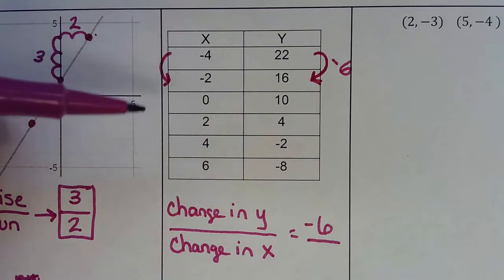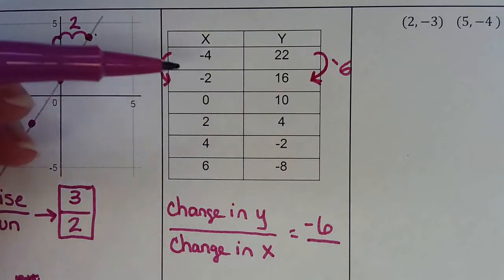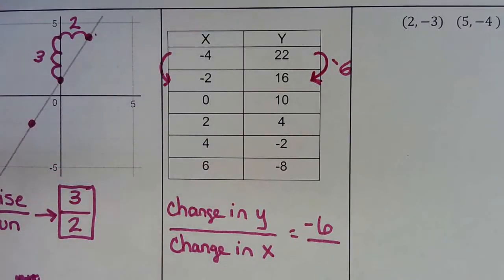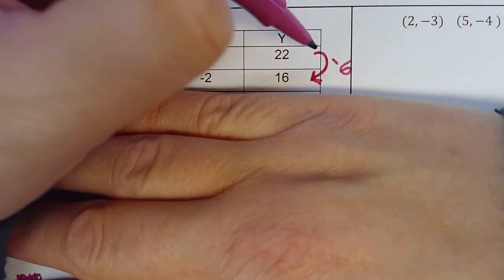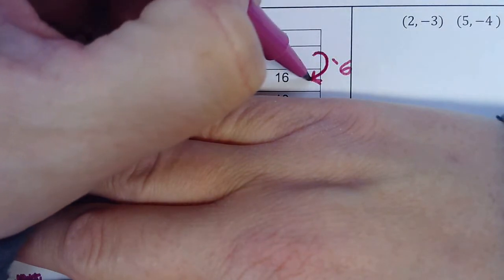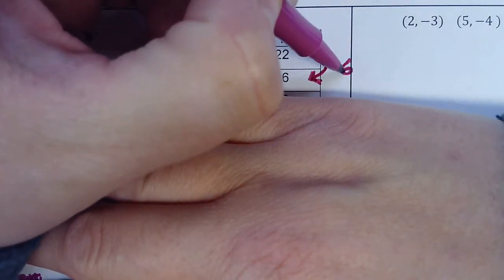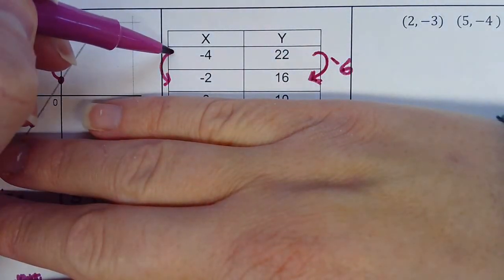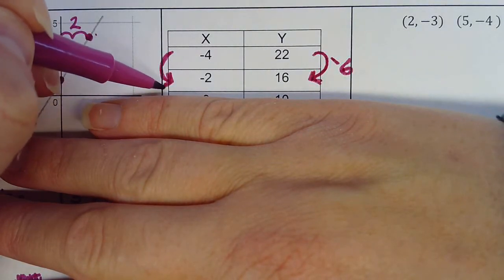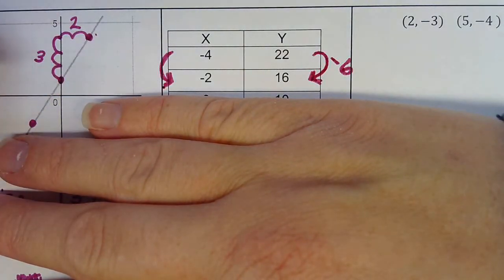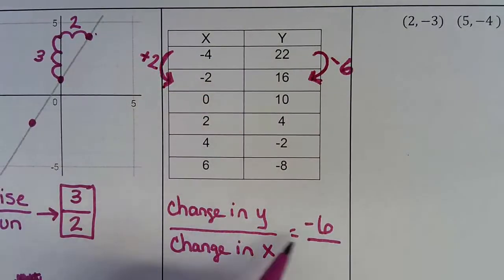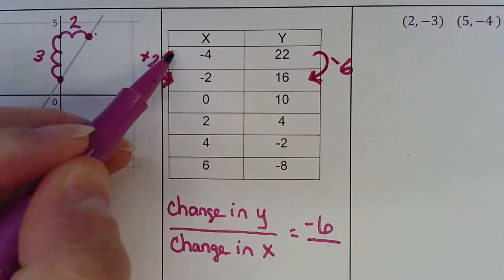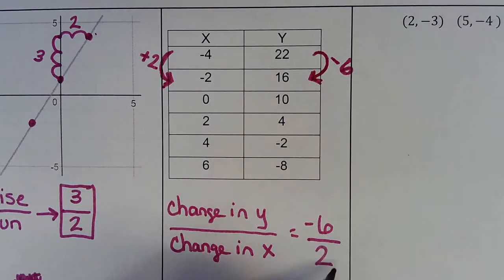If your table doesn't go up or down by the same amount, that's where it gets a little tricky. So you do want to pay attention only to 2 of them. So for my Y's, if you go from 22 to 16, you go down 6. And for my X's, if you go from -4 to -2, how does that change? +2. So change in Y is -6. Change in X is +2.